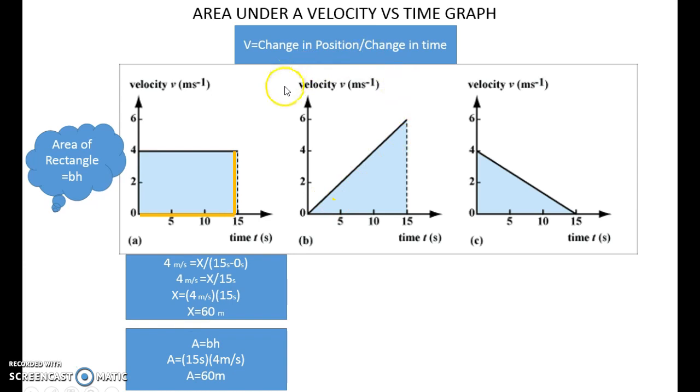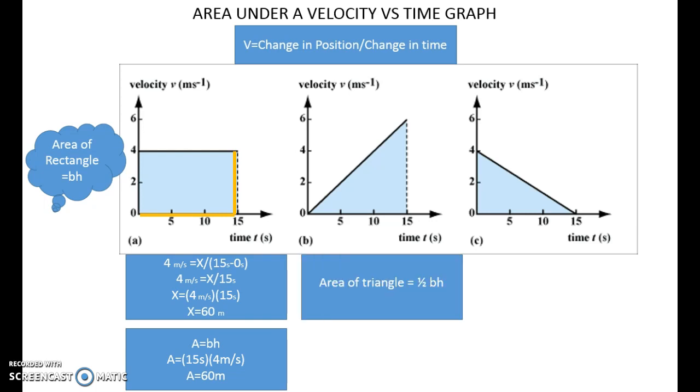If we look at the middle graph here, we can see that this object moves at an increasing velocity over a time period of 15 seconds. And I want to find out what the total displacement of this object was. Again, to do this, I just solve for the area under the graph. The area under this line forms the shape of a triangle. So to solve for area, I need to know the equation to solve for the area of a triangle, which is 1/2 times the base times the height.